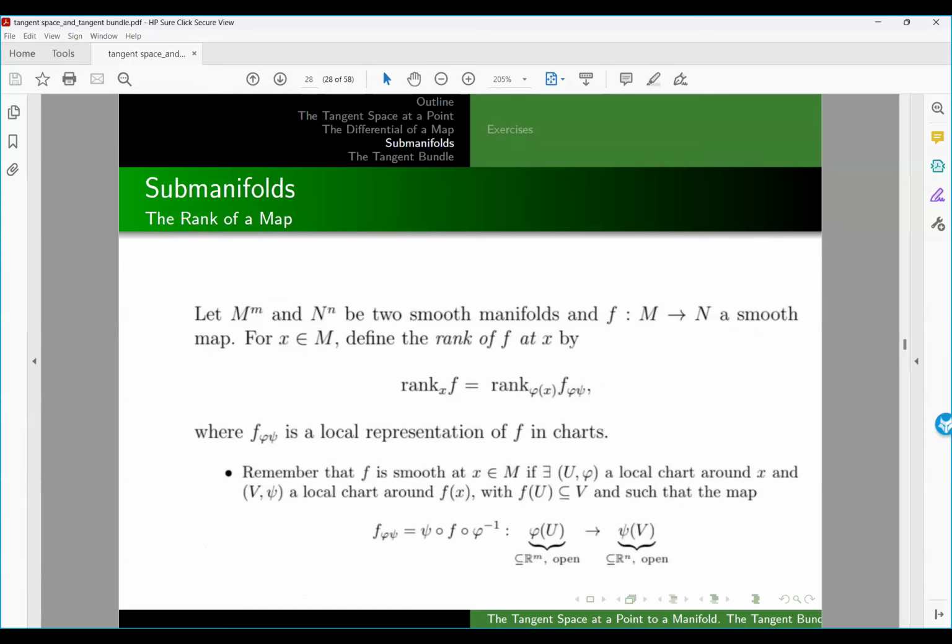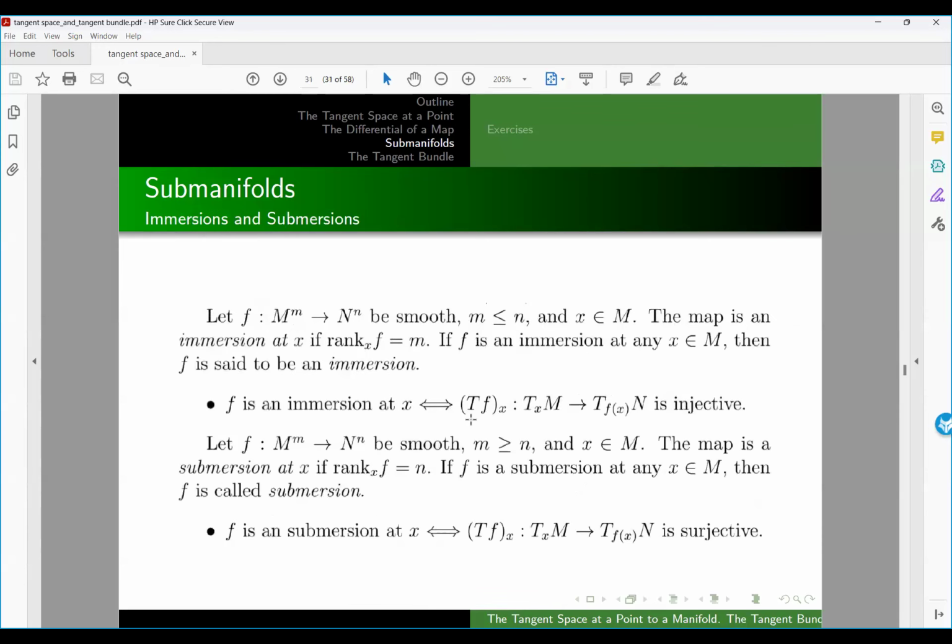Now it's clear that the rank of f, being the rank of the local representation psi f phi inverse, which is a map from an open set of R^m into an open set of R^n, cannot be greater than the minimum between m and n, the dimensions of the two manifolds. For the particular cases in which the rank is either m or n, depending on which one is smaller, these maps between manifolds have names that are important in mathematics. We call them immersion or, respectively, submersion.